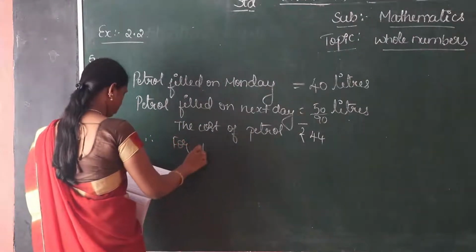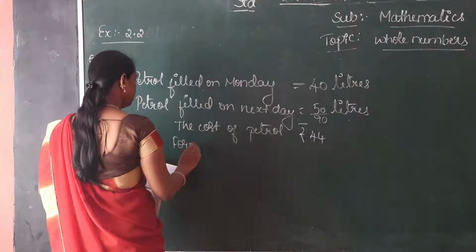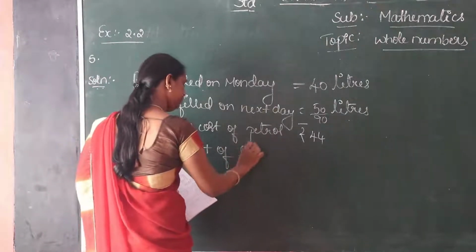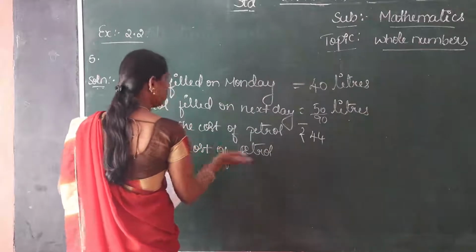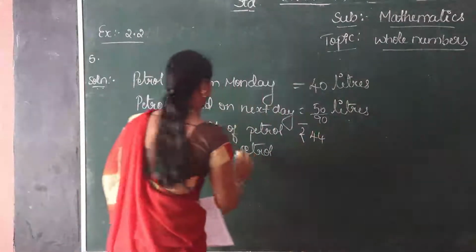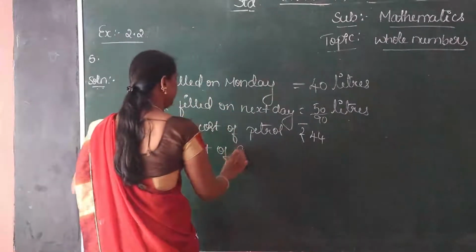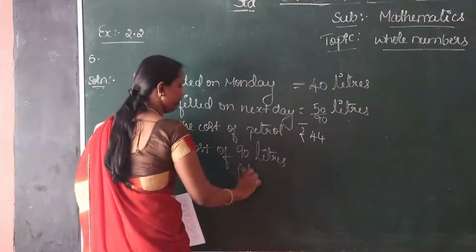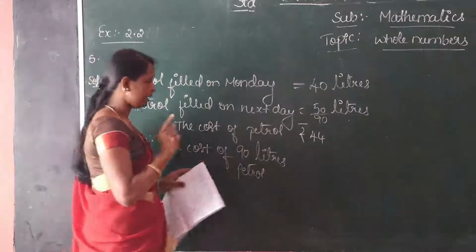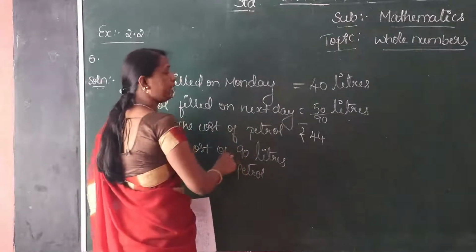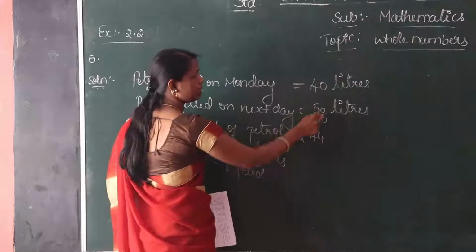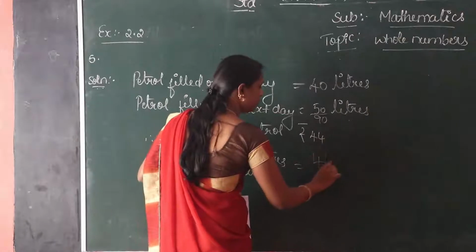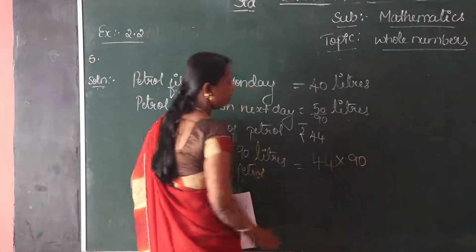For 1 liter petrol, you know, it is 44 rupees. The cost of petrol is for how much? The cost of 90 liters of petrol. So we know that the cost of 1 liter petrol is rupees 44, but we have to calculate for 90 liters. 40 plus 50, we get 90 liters. So then we have to multiply 44 into 90.